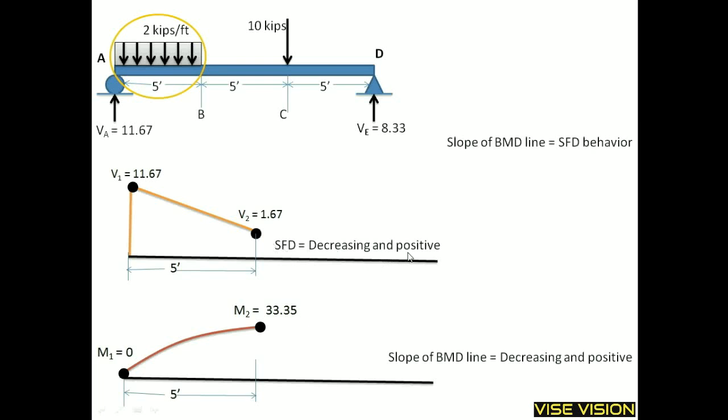The SFD is decreasing and positive. As we move from here to this point, the SFD is decreasing. Here the SFD value is 11 and here it is 1.67. So it is decreasing as we move here. From left to right it is decreasing, and it is positive because it is above the baseline. So the slope of the BMD line will be equal to the SFD behavior, which is decreasing and positive. How it is decreasing and positive, I will explain now.